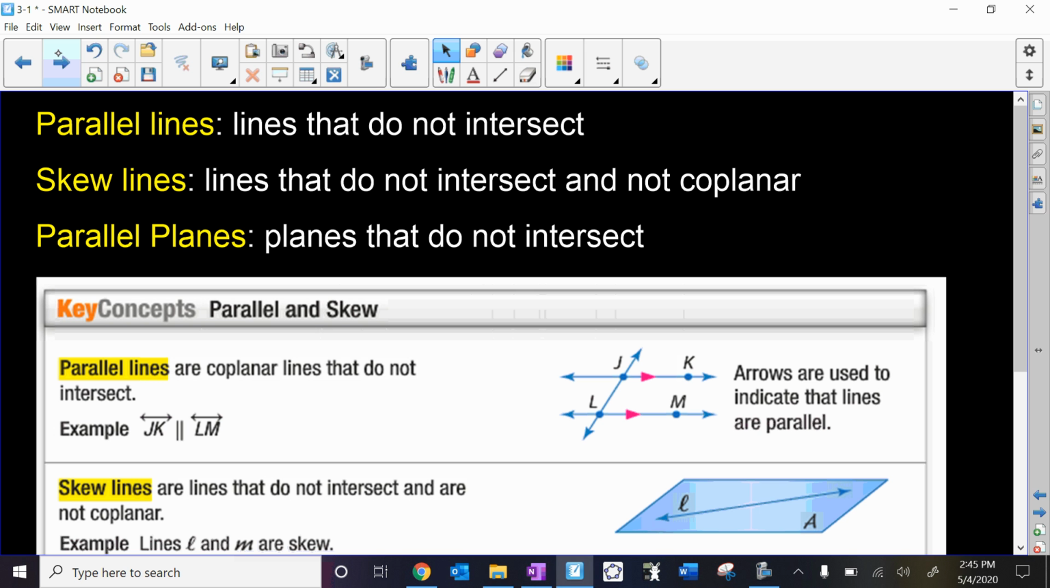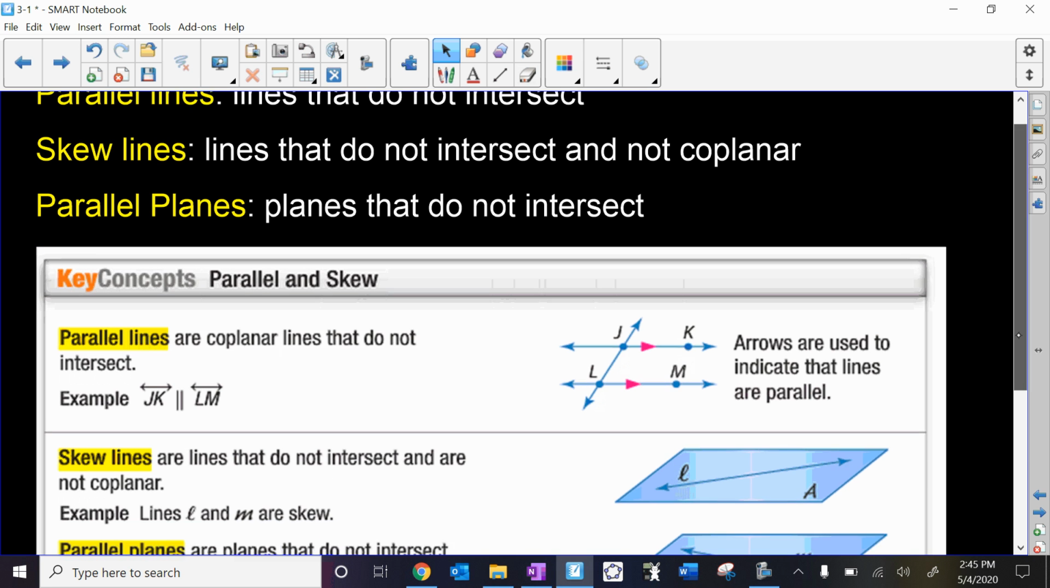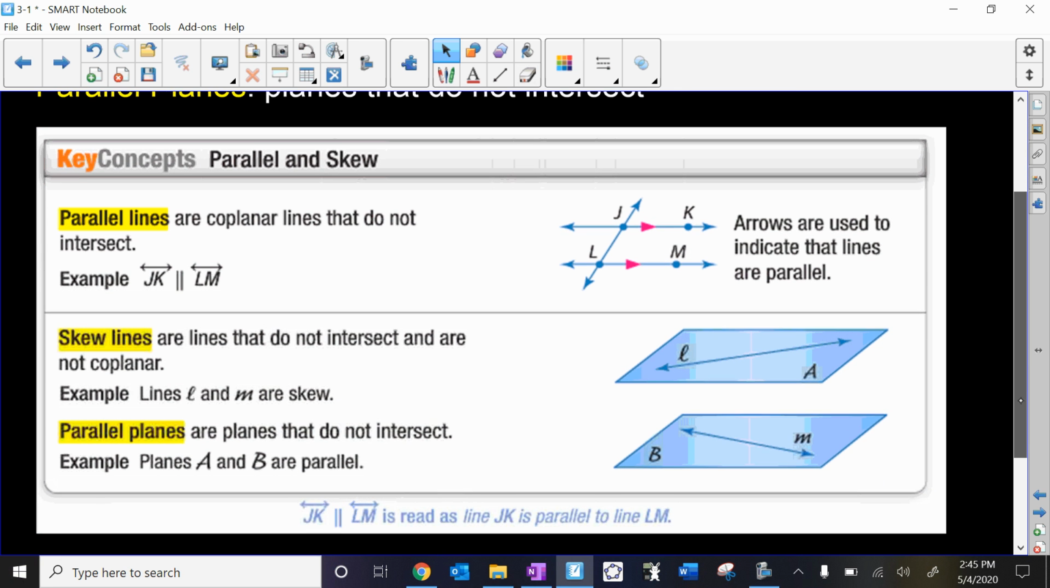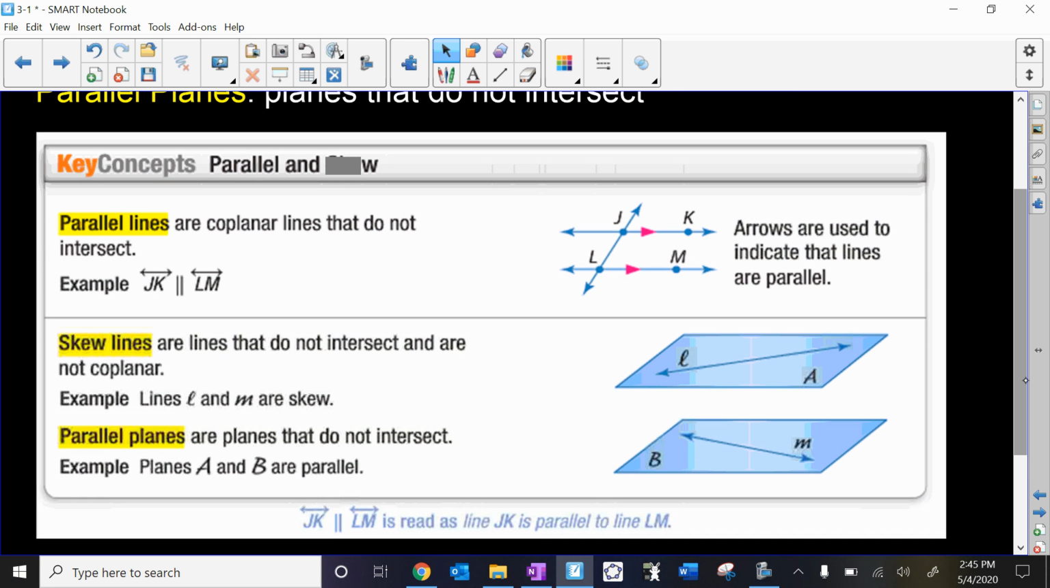So first one, parallel lines. These are coplanar lines that do not intersect. Skew lines are lines that do not intersect and are not coplanar. And then parallel planes, planes that do not intersect. These can be kind of difficult to understand, so hopefully I can make them make a little bit more sense as we go through these. So parallel lines, we're saying, are coplanar lines, meaning that they lie in the same plane, but do not intersect.